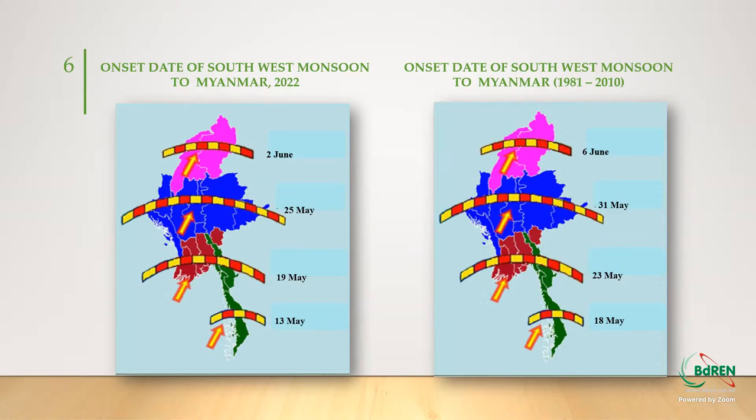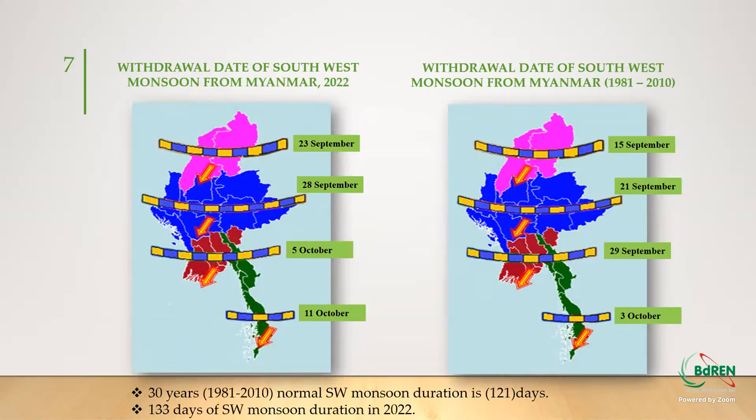In the withdrawal condition this year, the southwest monsoon withdrew from northern Myanmar on the 23rd September, from central Myanmar on the 28th September, from the delta area on the 5th October, and from the whole of Myanmar on the 11th October. When we compare with the 30-year normal, it is 8 days later than the normal date.